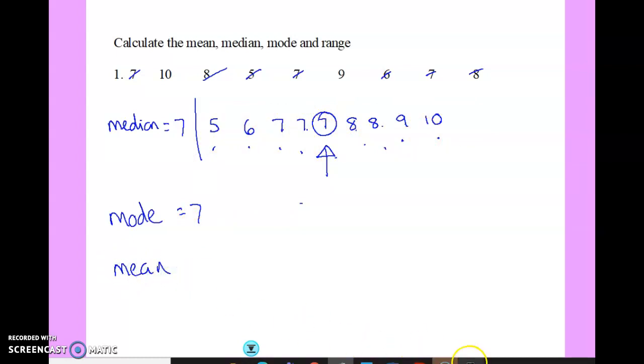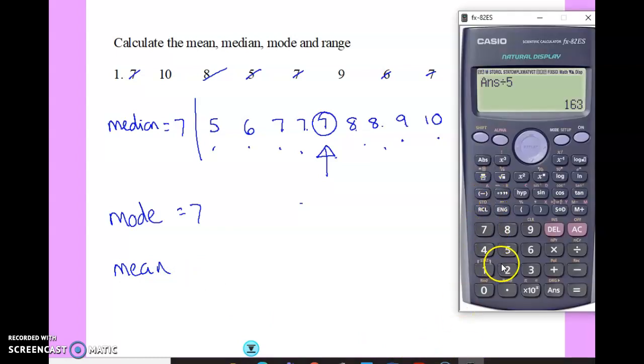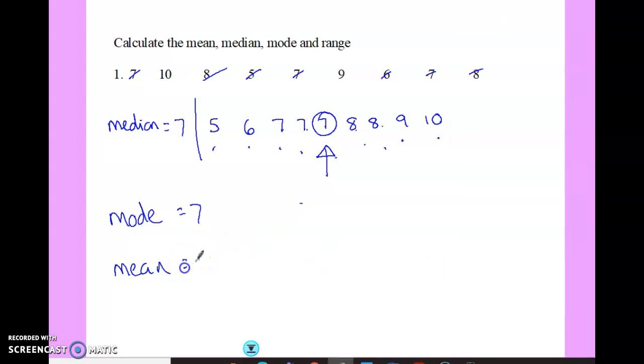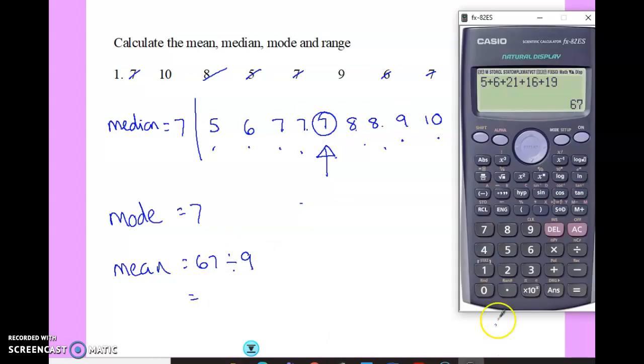Mean's no different from what we were doing before. Need to add them up. Get my calculator. 5 add 6 add 7, 7 and 7 is 21. 2 8s is 16. Add 9, add 10, which is add 19. So it's 67. Divided by 1, 2, 3, 4, 5, 6, 7, 8, 9. Divided by 9. Let's do this to one decimal place. Is 7.4.